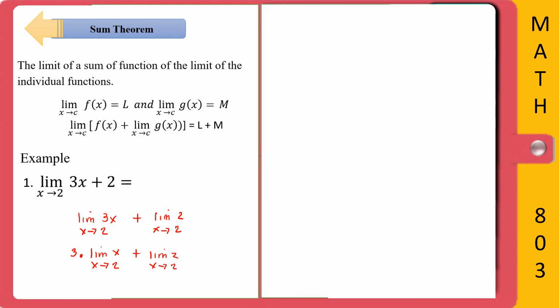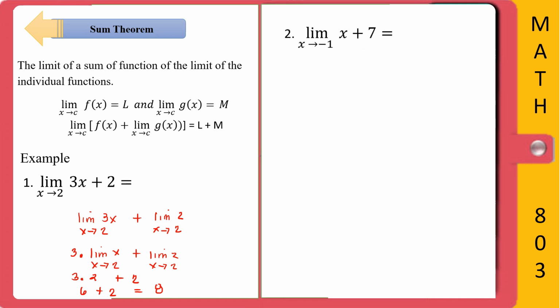Now, here, we need to bring down 3. And then since the value of c here is 2, we need to substitute it into the variable x. So we have 2, and then plus. Since we have the identity theorem here, wherein our constant is 2, so we have 2. Applying the order of operations, we have 3 times 2, which is 6, plus 2. Therefore, the final answer will be 8.